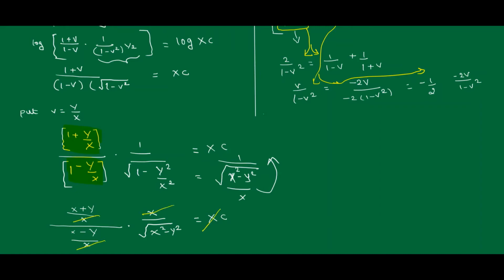Here this X and this X get cancelled. At last we get X plus Y divided by X minus Y, into 1 divided by square root of X square minus Y square, is equal to c.